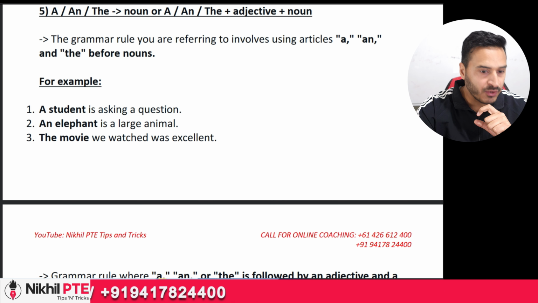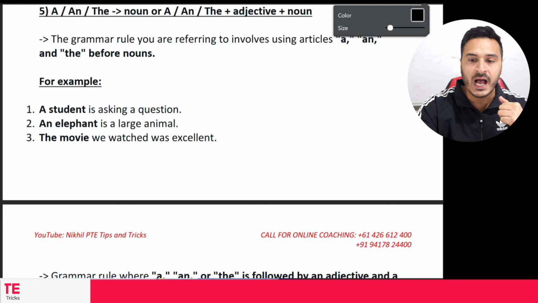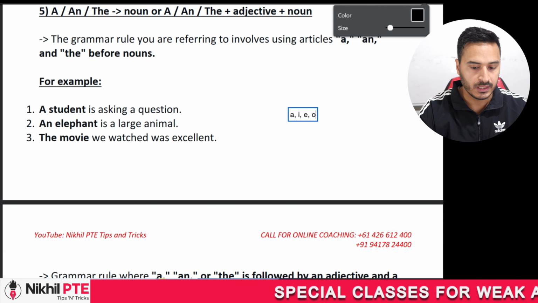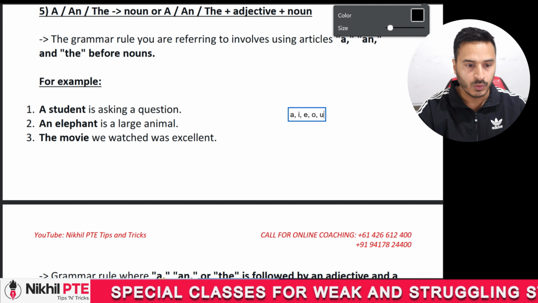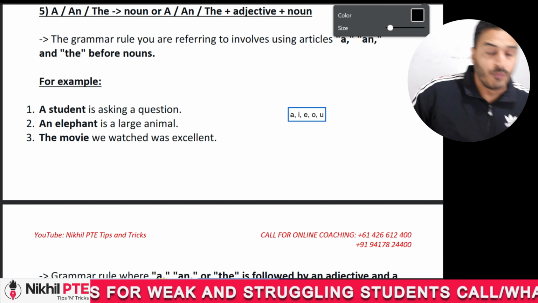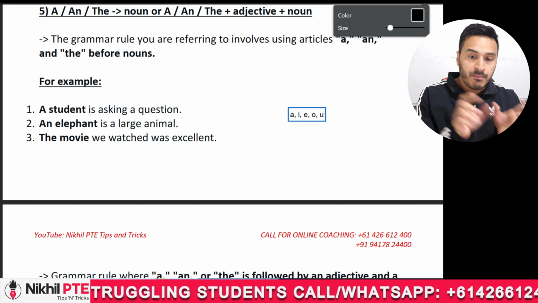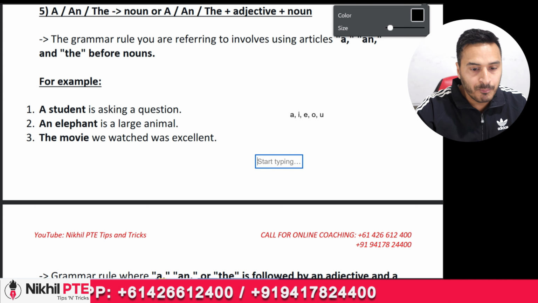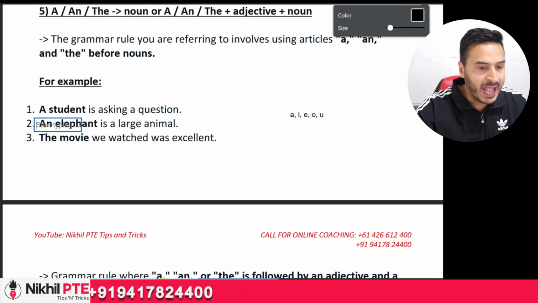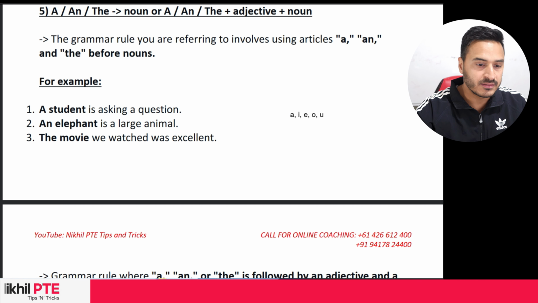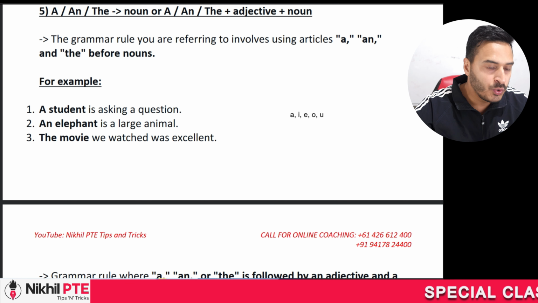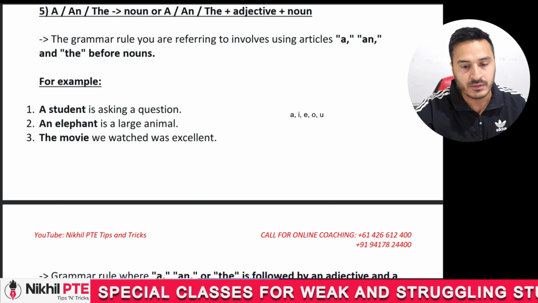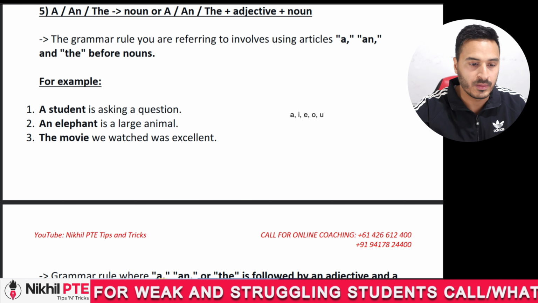After an, you know that the word starts with A, E, I, O, U, then we will use an before that word. So whenever you are finding any blank after an, in that case, you have to use an, or you can use that option that starts with A, E, I, O, U. This is the basic rule.